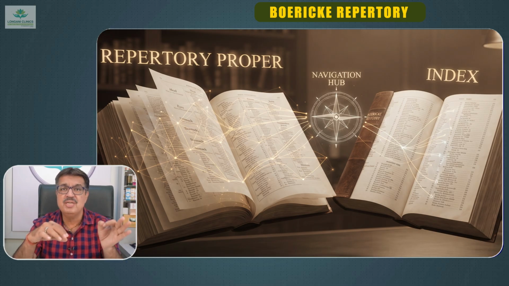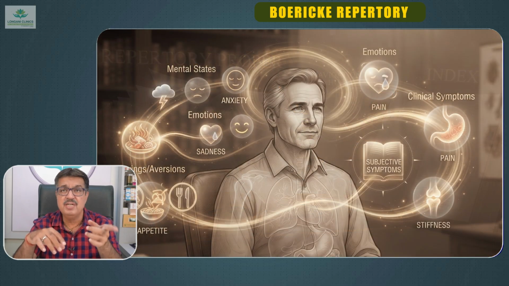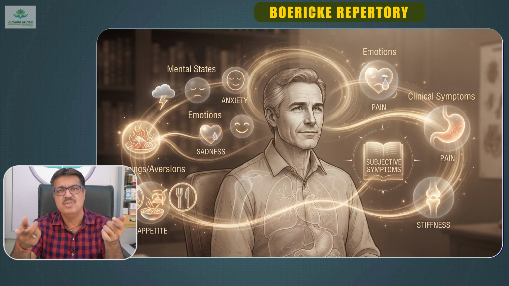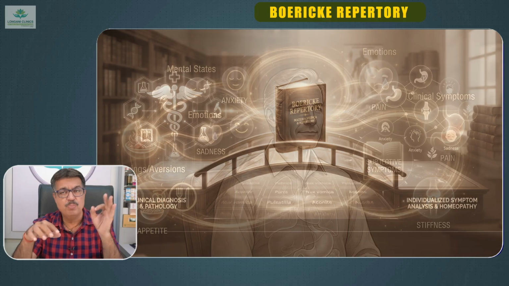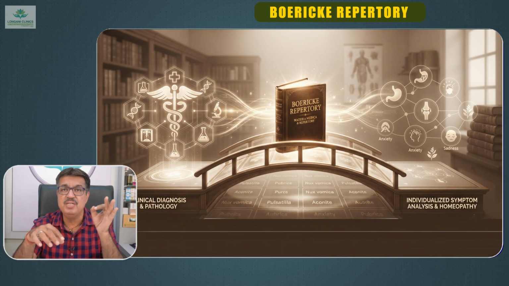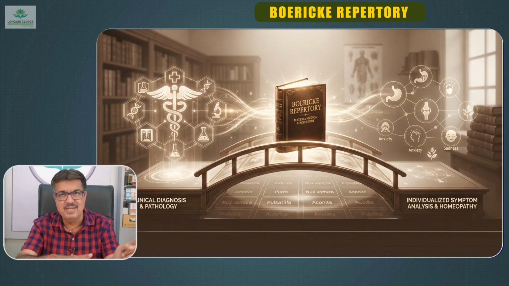Although Boericke's repertory is called a clinical repertory, it contains not only clinical conditions but also many subjective symptoms. You will find rubrics related to appetite, cravings, aversions, emotions, and the mental state. Because of this, it bridges the gap between purely clinical and symptom-based repertories.